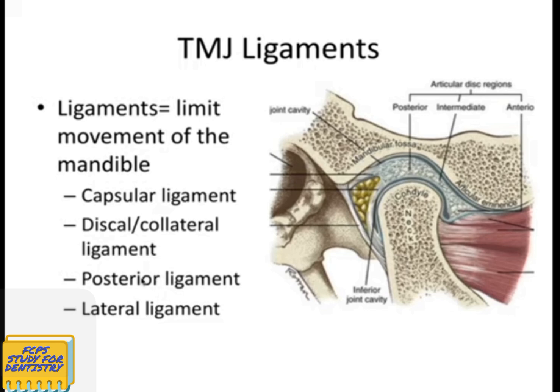The posterior ligament goes from the articular disc to the back of the condyle. It tethers to the back of the condyle in order to prevent anterior disc displacement. The lateral ligament wraps around the condyle and attaches to the articular disc to prevent posterior disc displacement. And we'll talk about disc displacement in just a little bit.